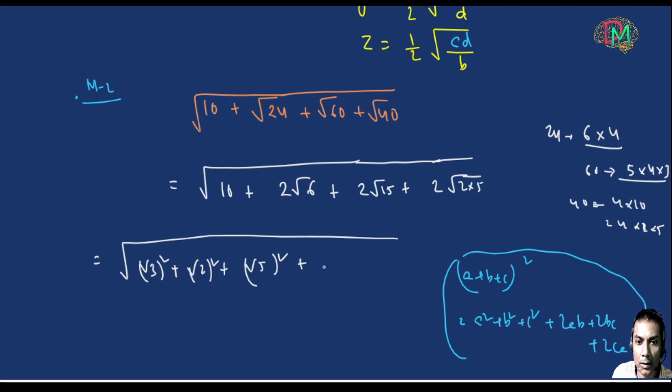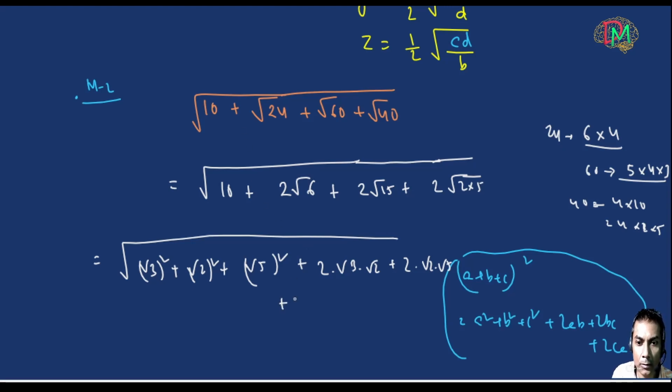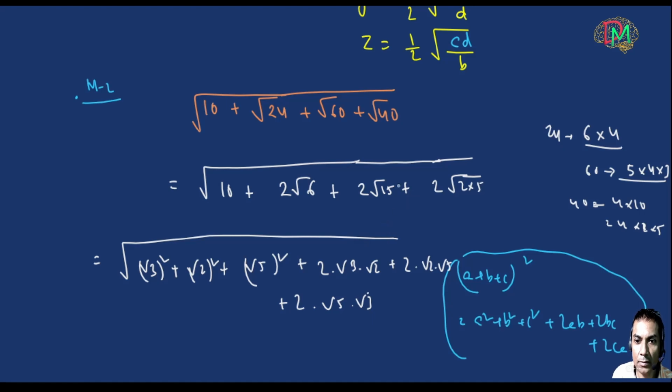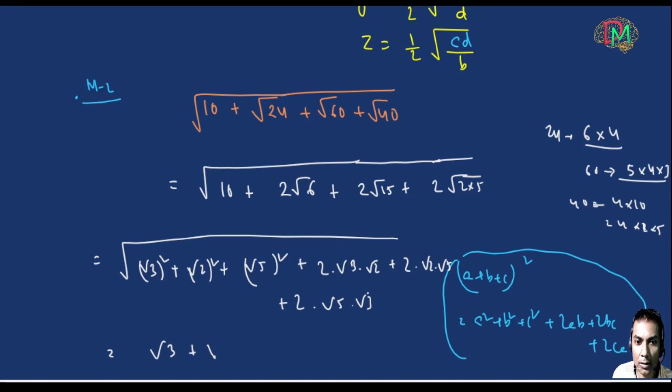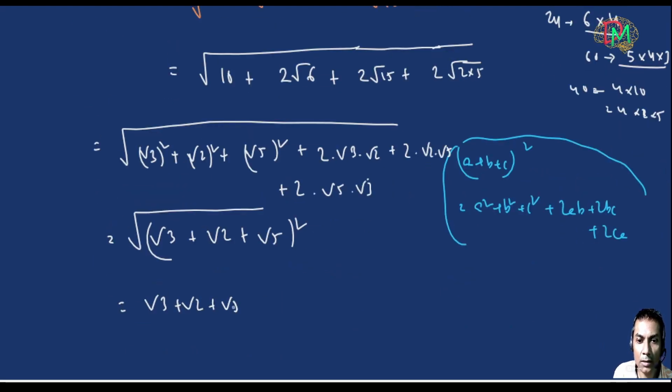Next is 2ab: 2 into root 3 into root 2, so we get 2 root 6, plus 2bc, which is 2 into root 2 into root 5, correct? And next is 2ca, that is root 5 into root 3, so it is actually the middle term. You can change the position of ab, bc, ca, so ultimately you get root 3 plus root 2 plus root 5 whole square. Clear? And you get the final value, that is root 3 plus root 2 plus root 5.